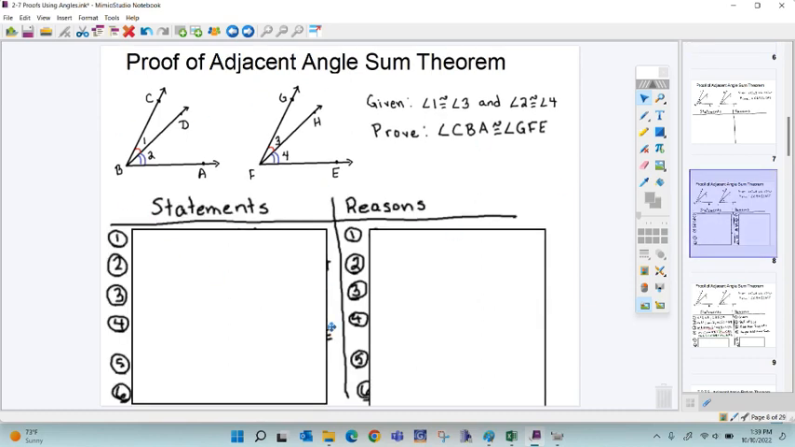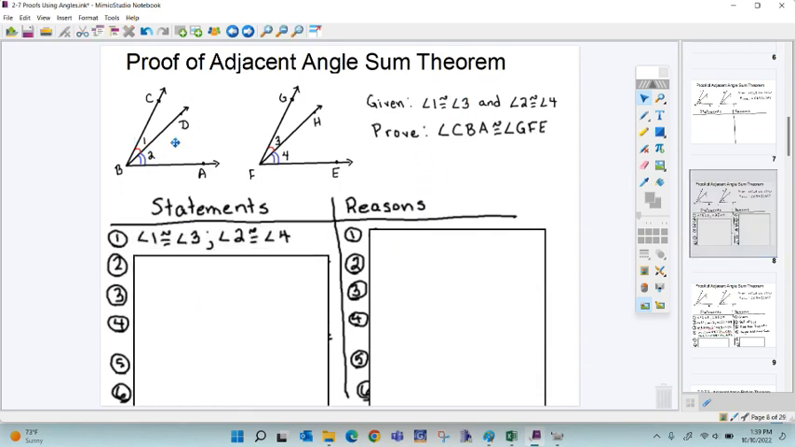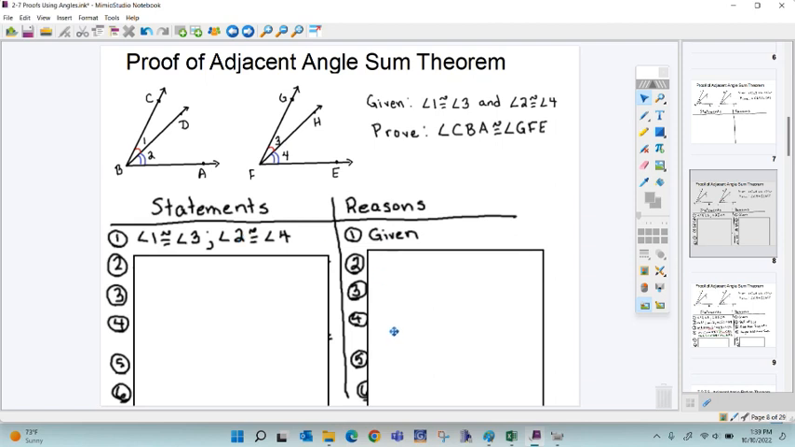So we've got a statement column and a reason column, and we're going to start with our given information. That angle 1 is congruent to angle 3, and angle 2 is congruent to angle 4. And our goal is going to be to prove that the big angle here is congruent to the big angle here. So my beginning information came from the picture or the given information, which means that we just say the reason we know that's true is it's our starting point. It's our given information.